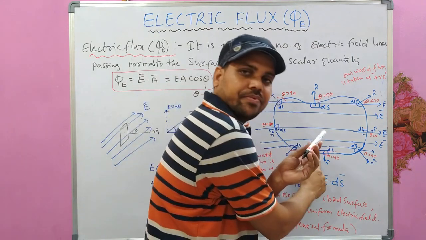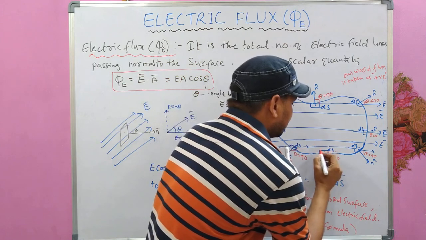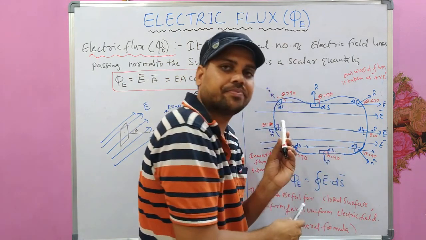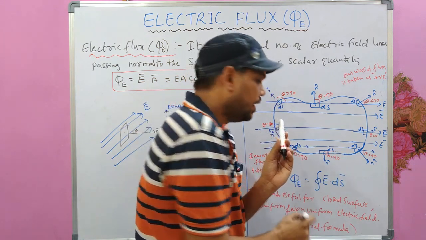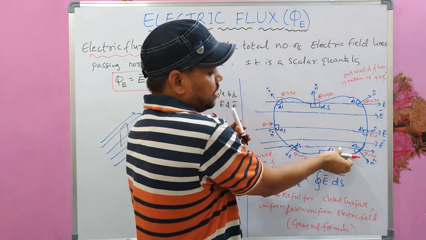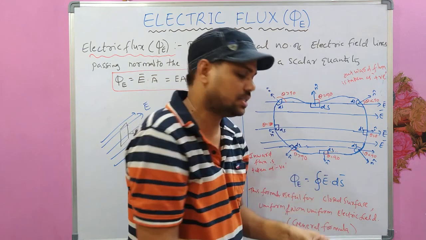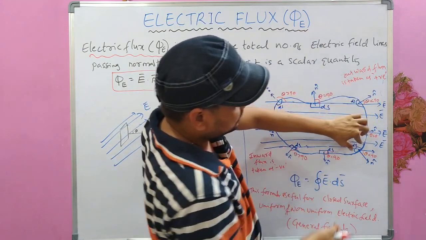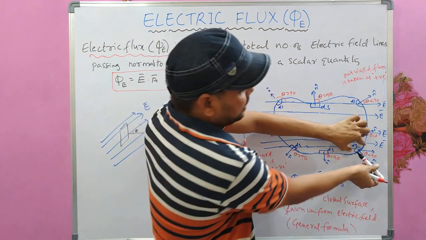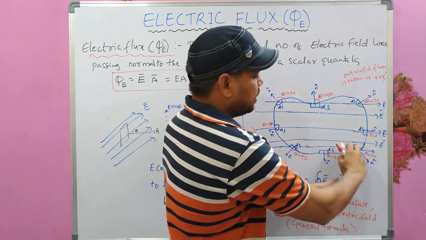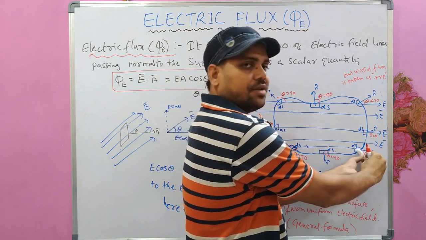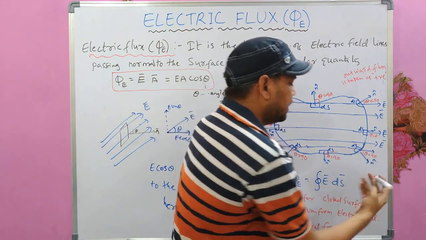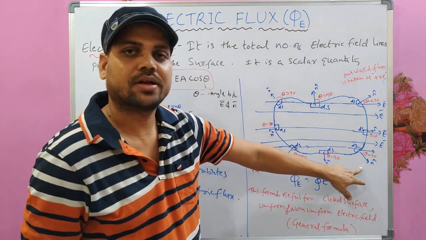Now here the area vector direction is downwards, perpendicular to this ds, and the electric field direction is this way. So 90 degrees here, flux is 0. Now here if you take one small segment, the area vector is this way, perpendicular to the plane of this surface, and the electric field direction is this. Here it is less than 90, so flux is positive.